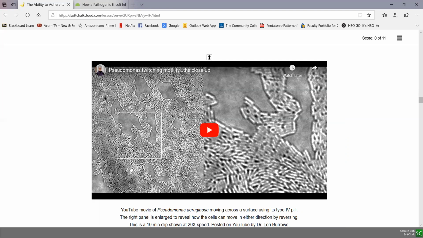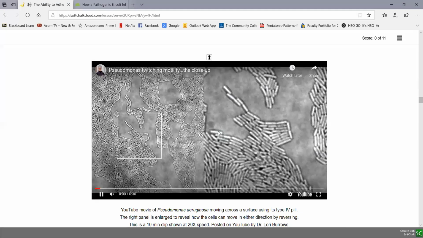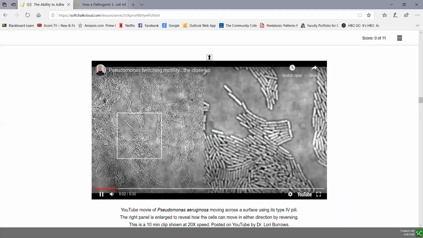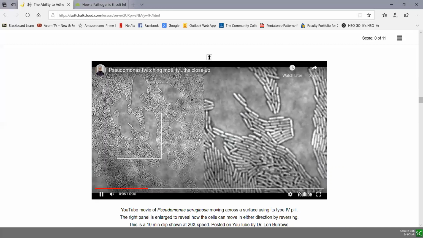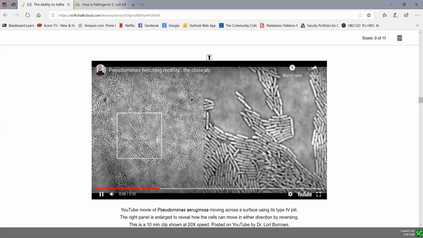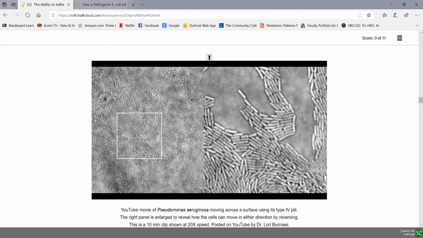This area on the right is a blow-up of the area in the box. We can't see the pili here because they're too small to be seen at this magnification, but we can see the dragging motility over the solid surface here. And if it wants to go in a different direction, it just makes pili at the other pole, and that drags it in the opposite direction. But we can see over time the bacteria crawling along the surface by extending and retracting the pili.